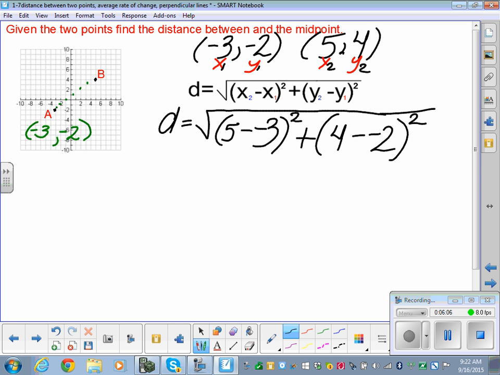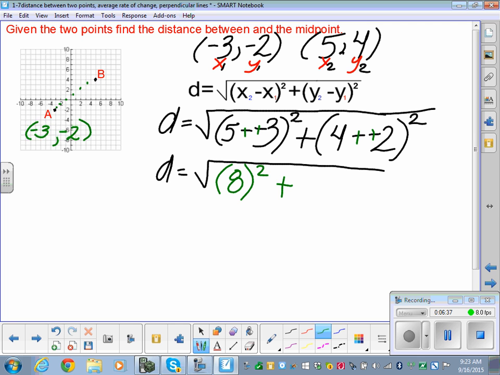Okay, simplifying it again. All right, 5 minus negative 3. Well, what happens when you minus a negative? It turns to a positive. So really what we're doing is 5 plus positive 3, or just 5 plus 3, guys, is 8. I'm going to use parentheses, very important. As you've seen, many of you have messed up on the quadratic formula simply because you don't put parentheses. So we have 8 squared plus 4 minus negative 2. When you minus a negative, it changes to a positive. So 4 plus 2 is 6 squared. Okay, questions? Please ask if you do.